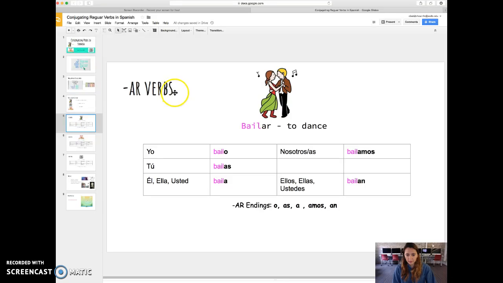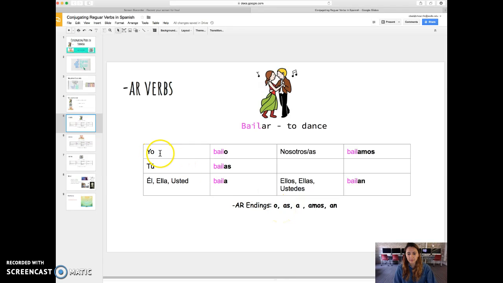Let's start with AR verbs. How do we conjugate AR verbs? Well, let's take the verb bailar. You create a chart similar to this. You write your infinitive, and the stem is identified in the color pink. So you take the stem and you place it in all the boxes, and then you add your endings. O, as, a, amos, an. Here are the AR endings.